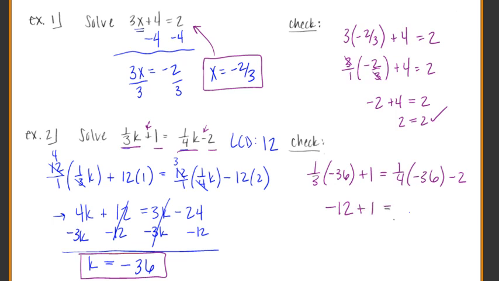1/4 of 36 is 9, and it'll be negative 9, so we have opposite signs. So negative 12 plus 1 is negative 11. Negative 9 minus 2 is negative 11. Checks out, so we have the correct answer. All right, let's go to another example.